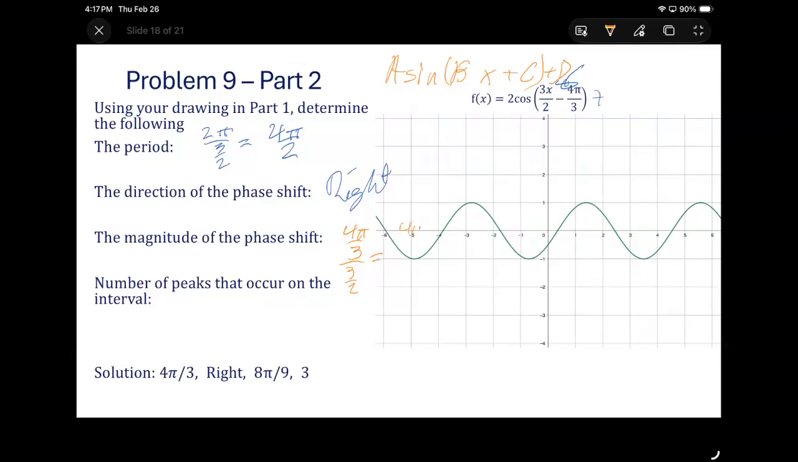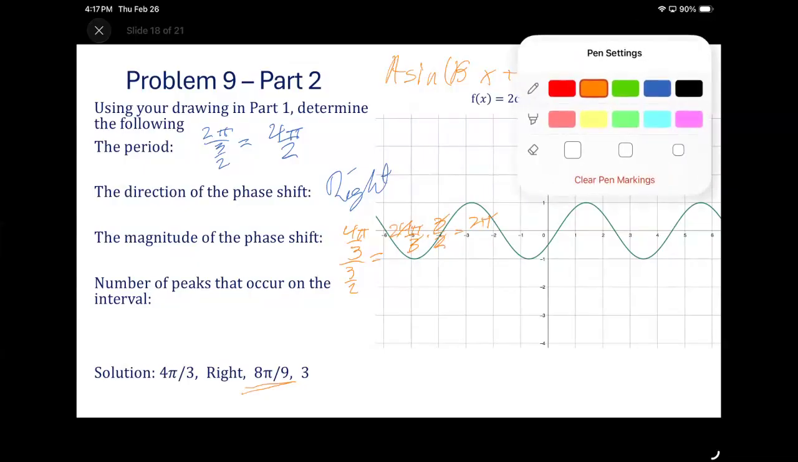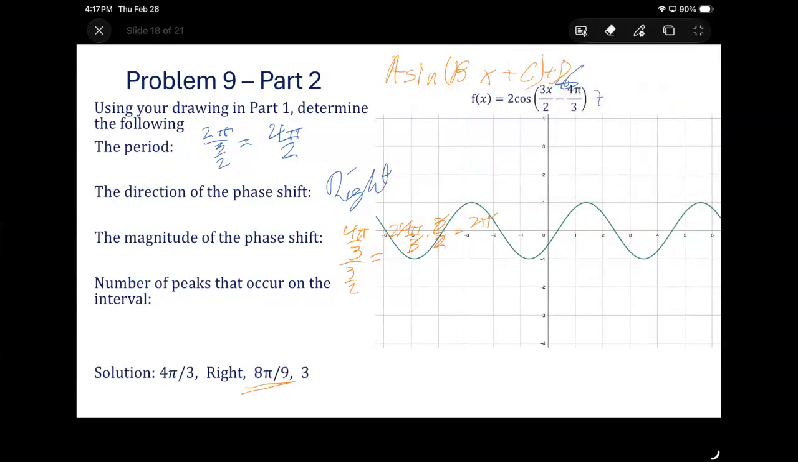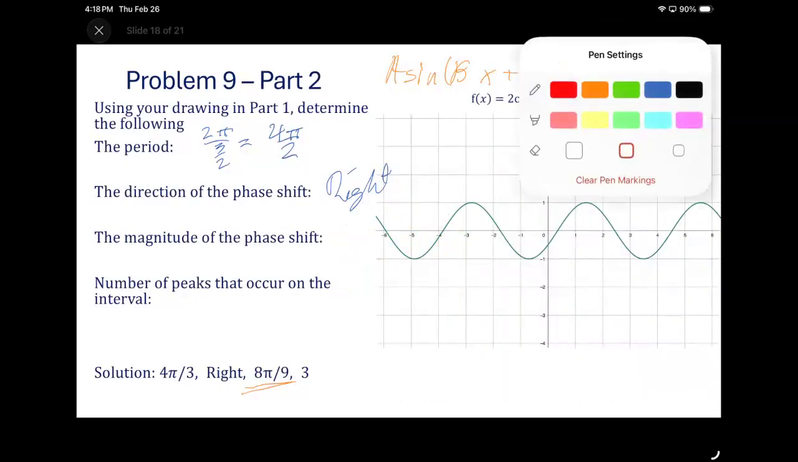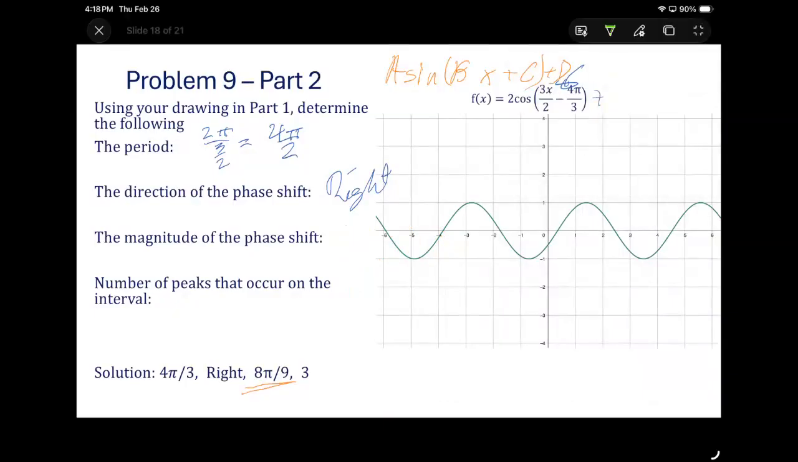So we end up with 4 pi thirds times 3 halves. And I got 2 pi again. I don't know if I believe that answer. Or did I not flip it. You should tell me when I do wrong things. I was pointing at her. It's all good. So we have 4 pi thirds times 2 over 3, which is 8 pi ninths.